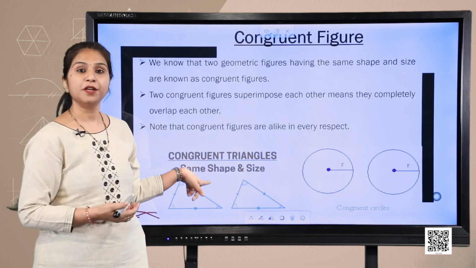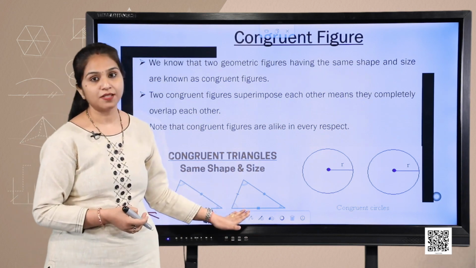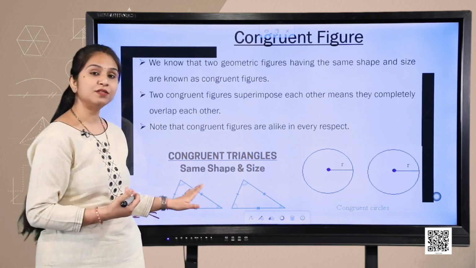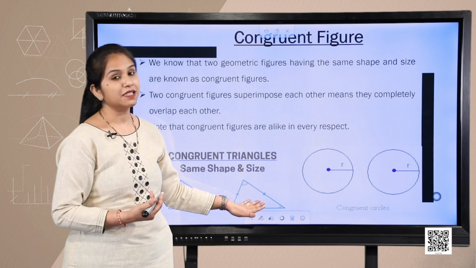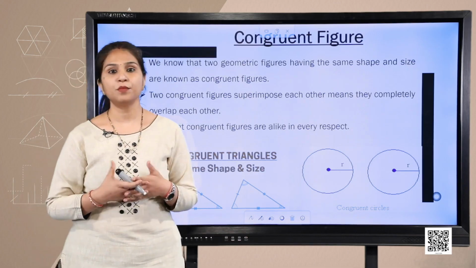For example, here you can see I have drawn two triangles and both the triangles are congruent. When we say they are congruent, it means all the three angles of the first triangle are equal to the three angles of the other triangle. Similarly, the sides of the first triangle are also equal to the sides of the second triangle. You can see we have a circle as well. When two circles are of the same radius, they are also said to be congruent figures. So you have n number of examples.